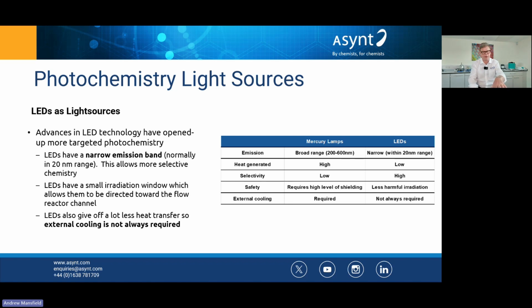I've said flow reactor channel there, but also within our batch reactors as well. They give off less heat, so we don't need as much cooling. Sometimes we don't need cooling at all. So if you compare traditional mercury lamp technology to LEDs, we can be more selective. We have better temperature control, better selectivity, certainly better safety, and just better cooling. So those are some of the advantages of the light source.